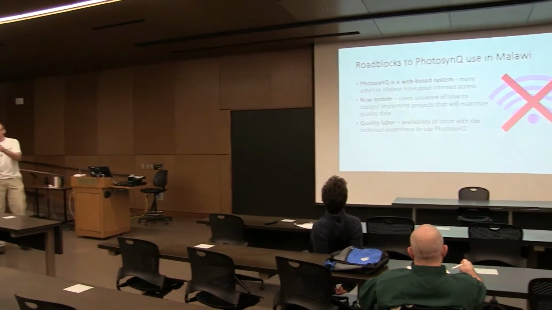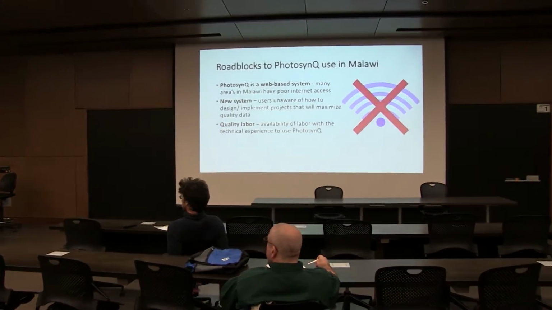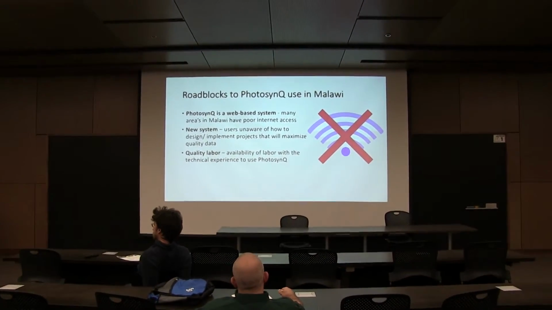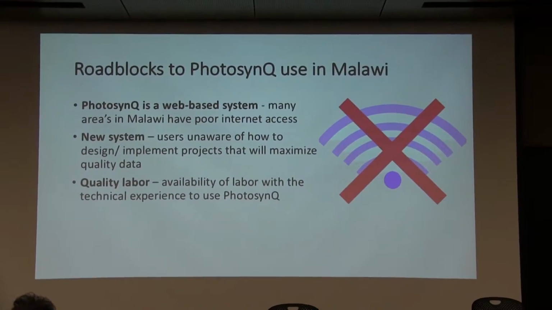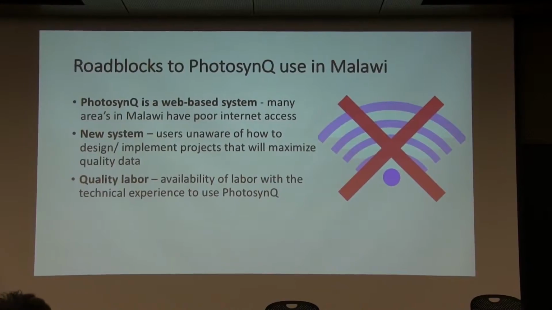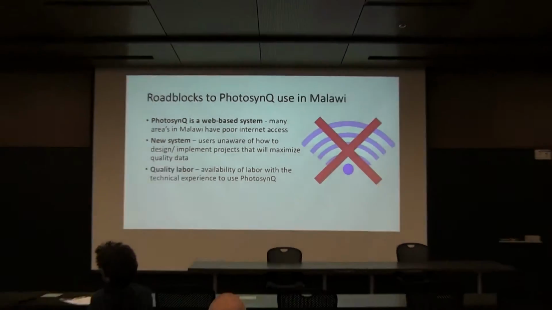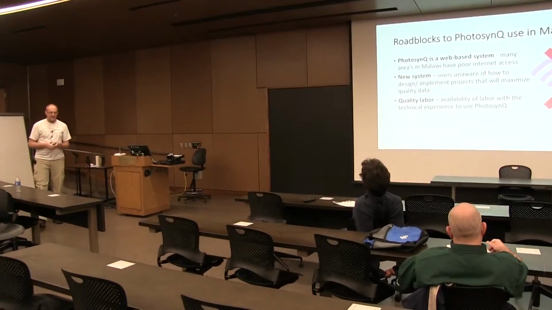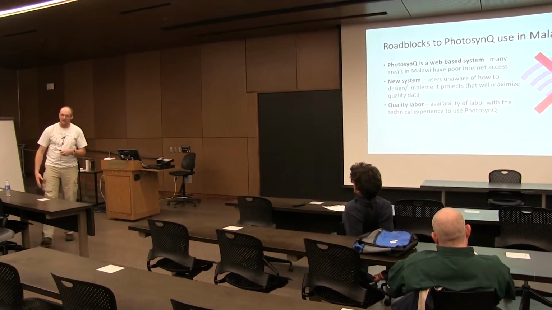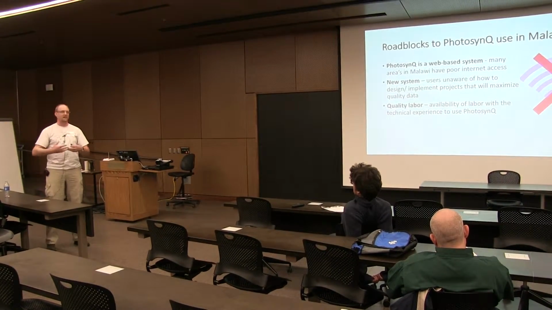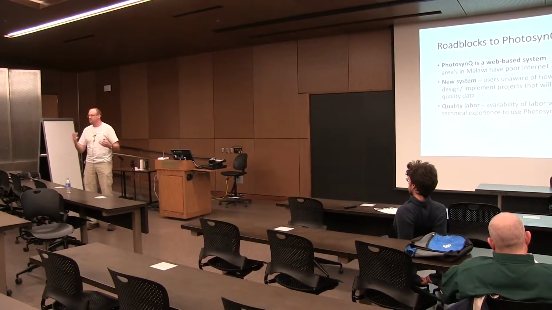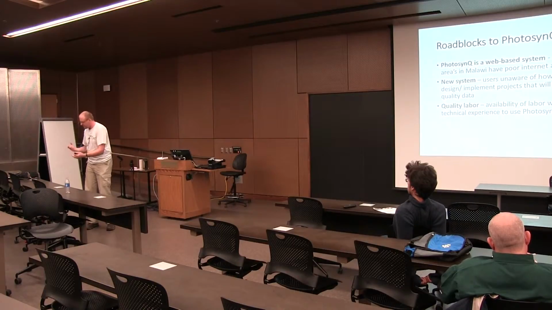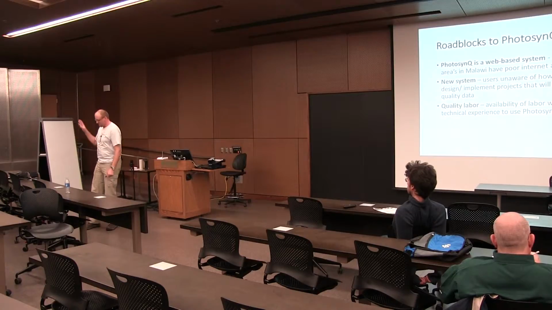But after that really exciting start, everything ground to a halt. What happened? We ran into a bunch of roadblocks in Malawi. The first one is that PhotosynQ is a web-based platform. You have to create your projects online, then download them to your phone online, and go out to the field and collect all the data. In countries like Malawi that have poor internet access, people just had trouble getting it. It's like, oh, is it working? Is it not? I got to the field. Oh, I need to update it, but there's no internet for 30 kilometers. What am I going to do? I'm going to put it in a drawer.